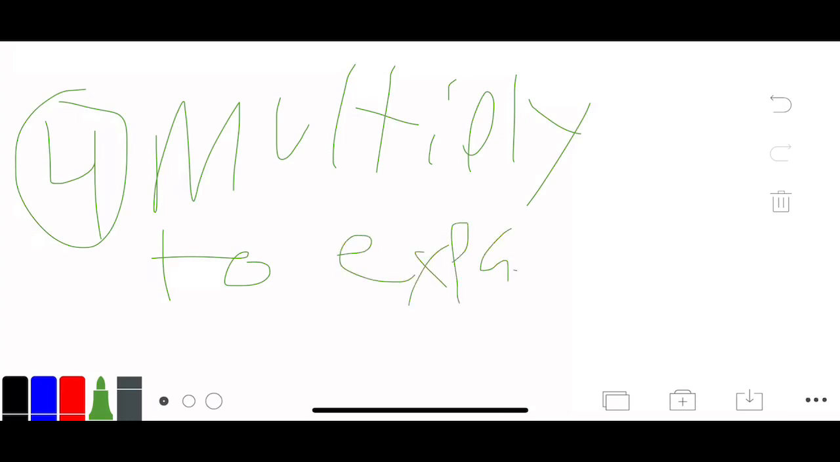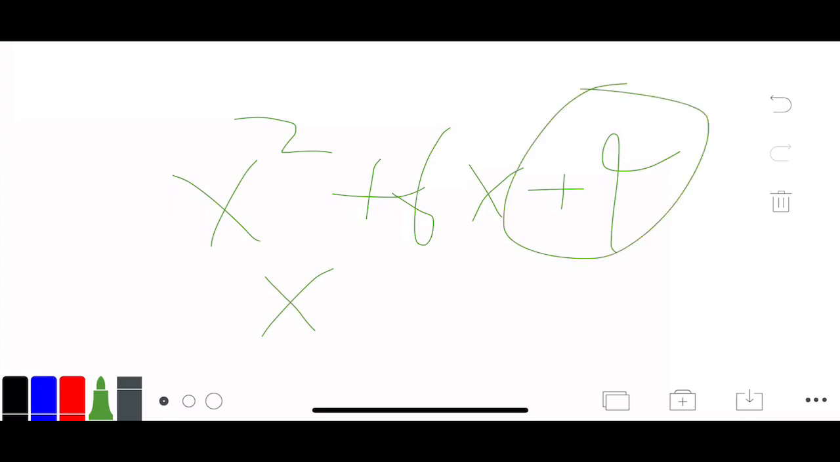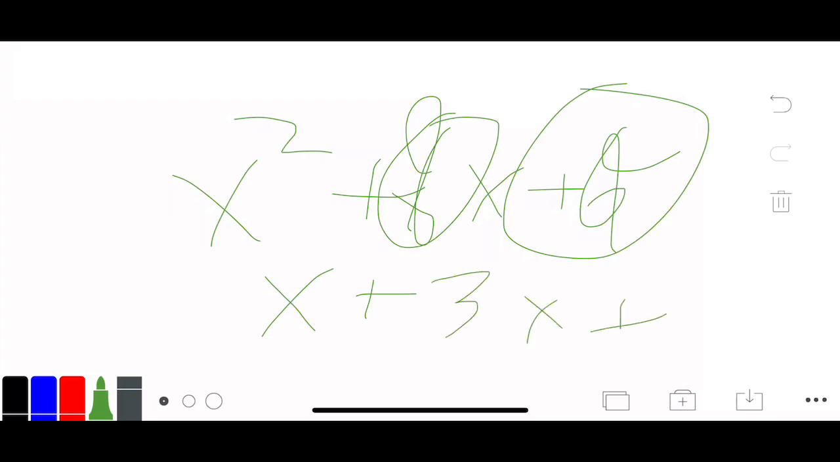Multiply to expand. Let's say you have x squared plus 6x plus 9. You want factors that multiply to get 9 and add to get 6. I'm making this more confusing. It would be x plus 3 and then x plus 3. And that's how you do it.